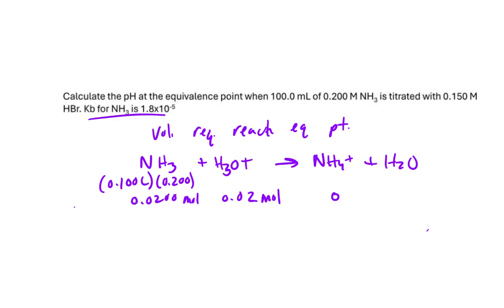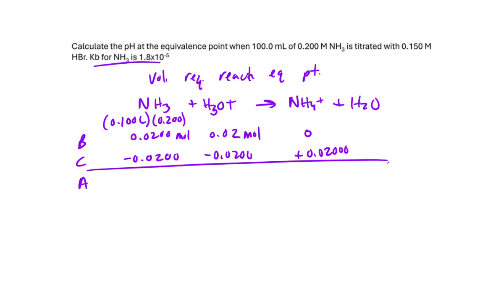And before, we're starting with 0 moles of NH4+. So we're going to subtract 0.02 moles from the reactants and add it to the NH4+. So then what we find is that we have 0.02 moles of NH4+ formed at the equivalence point. Okay. So then to actually figure out the volume required to reach the equivalence point, sorry, I kind of jumped ahead with my reaction table.